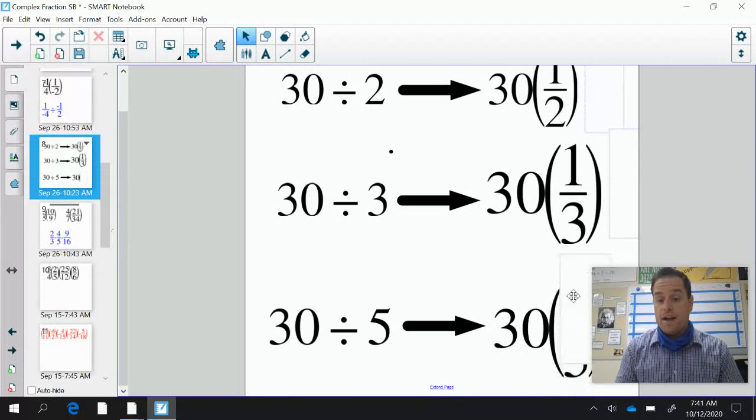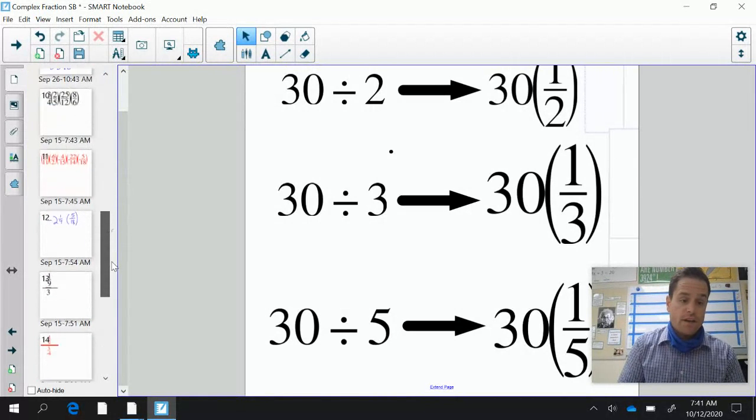30 divided by 5 is the same thing as 30 times 1/5. Do you guys see the keep, change, flip? Keep, change the sign to multiplying, and then flip this to make this into 1/3. It's the same thing. Keep, change, flip. This is the reason why it works.